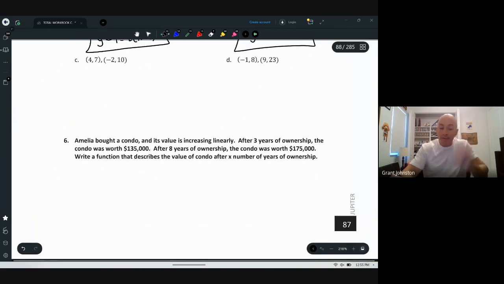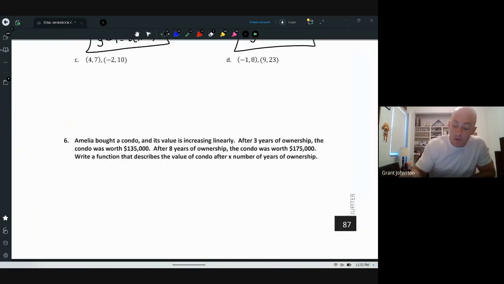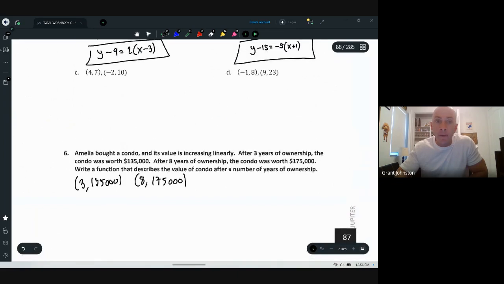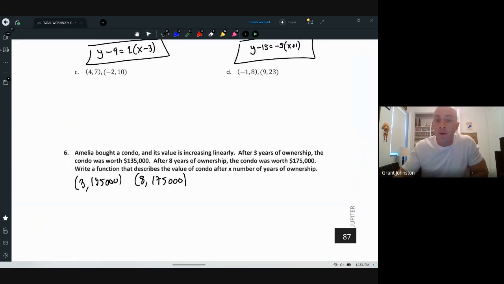For number 6, it's very much the same, just so that you understand. So after 3 years of ownership, it was 135,000. So that could be one of the points. And after 8 years of ownership, it was 175,000. So those would be your points, and you do the same sort of method that number 5 involved. But that's point slope form. So I'll let you finish the rest of that.